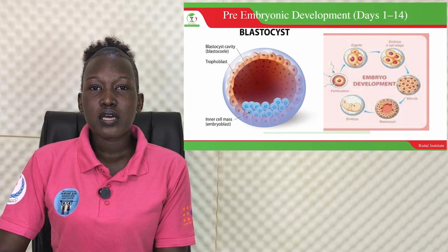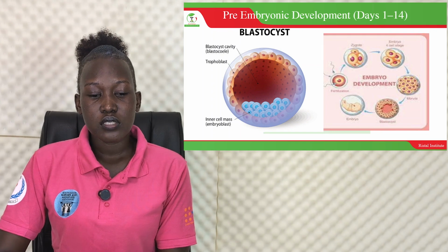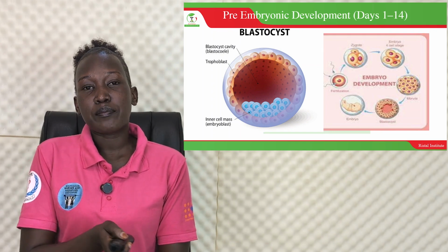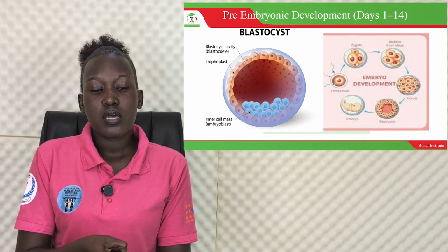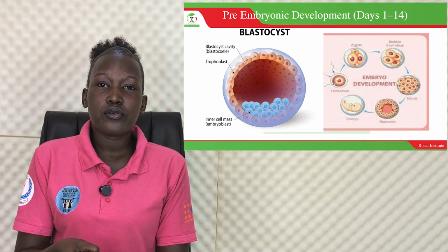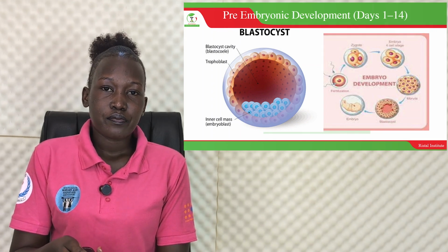Then the trophoblast becomes the placenta and the chorion. Remember, you can see it is the outer part. So the outer part is the one that becomes the placenta and the chorion. The inner part becomes the embryo, becomes umbilical cord, it becomes the amnion.